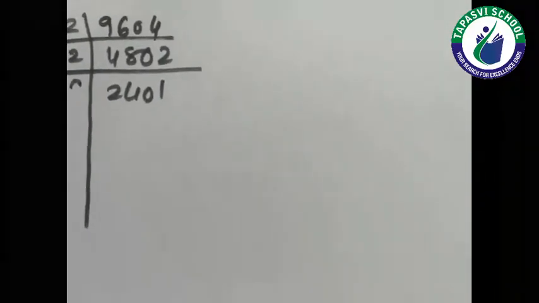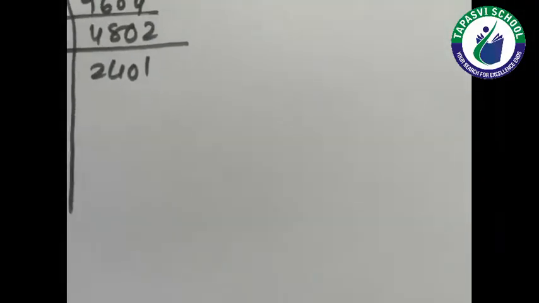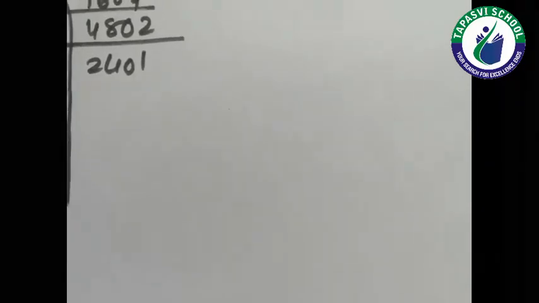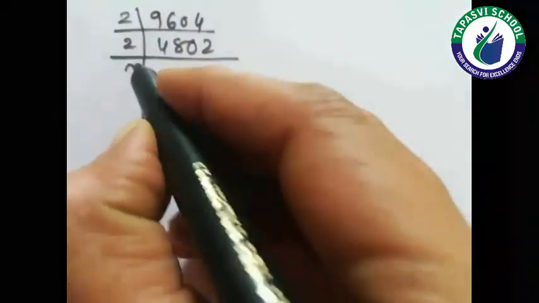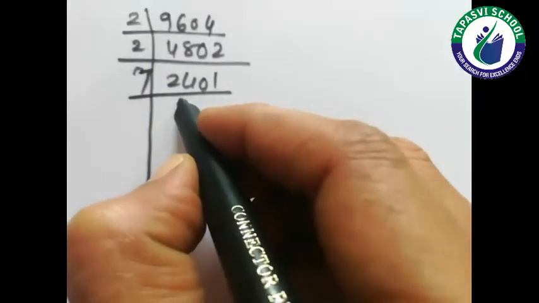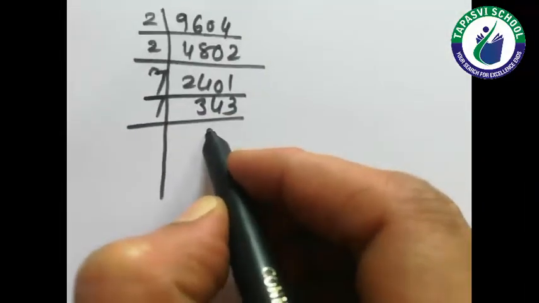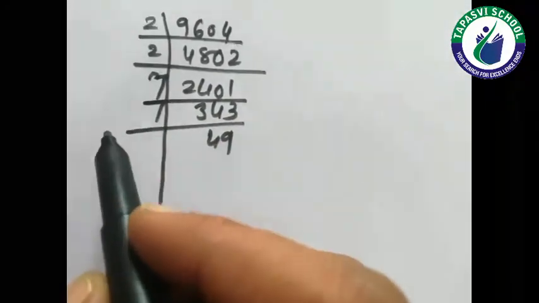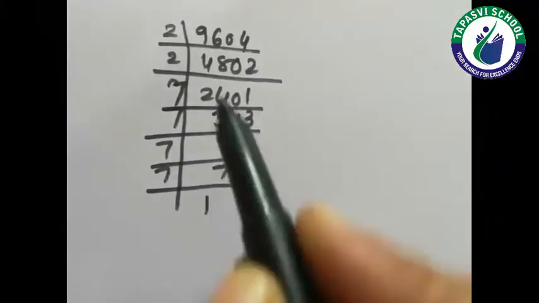Then you have to go for the next odd number, 5. It is not divisible by 5. Then you have to go with division by 7. So this way you are supposed to solve the sum. Here it is divisible by 7. You will get 343. Then you will get 49. Here 7, 7, 1.